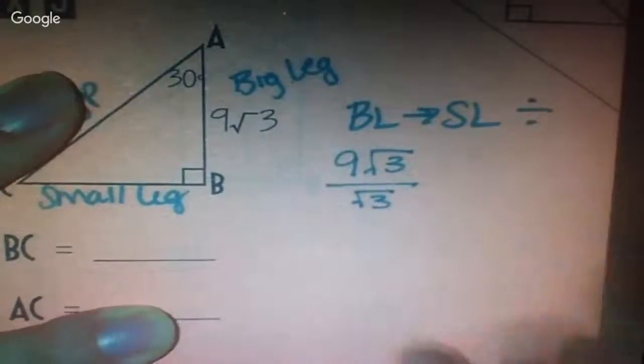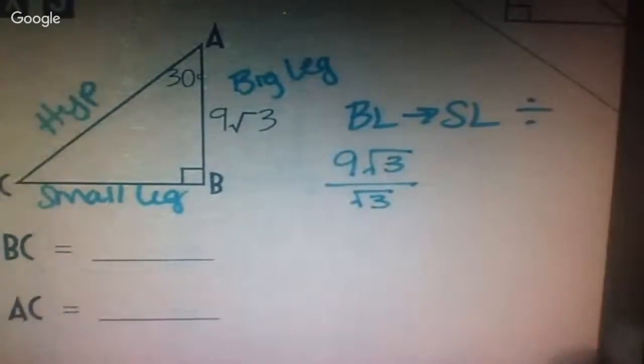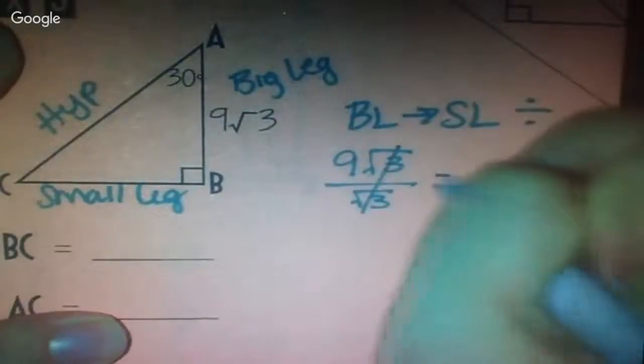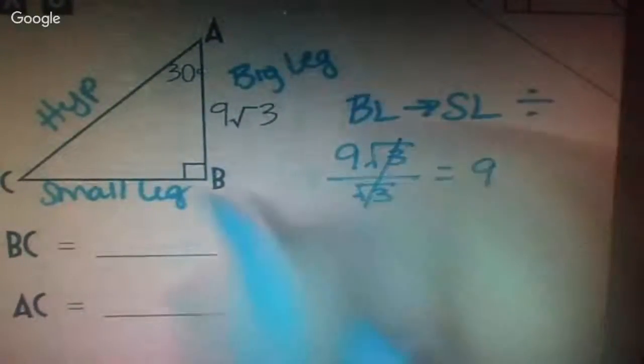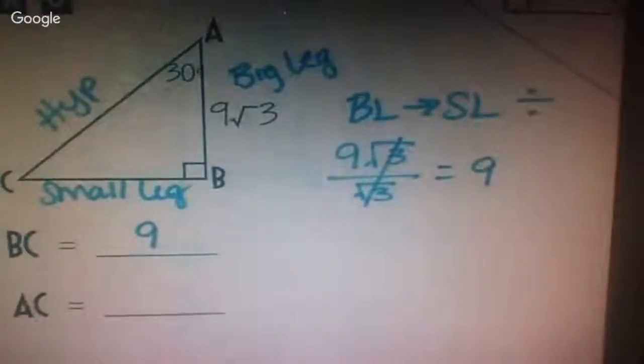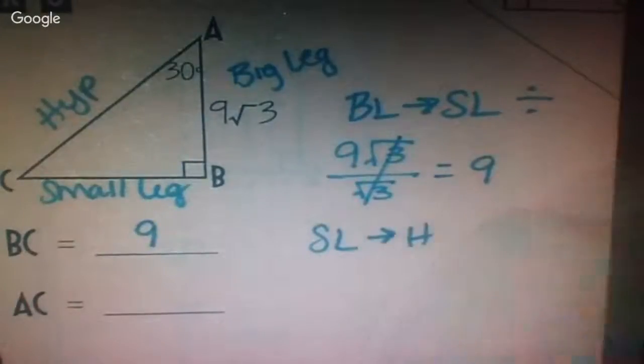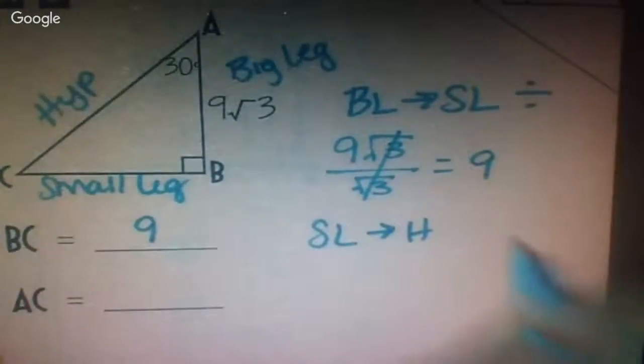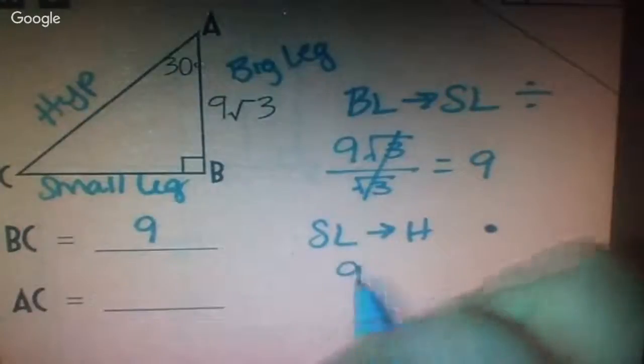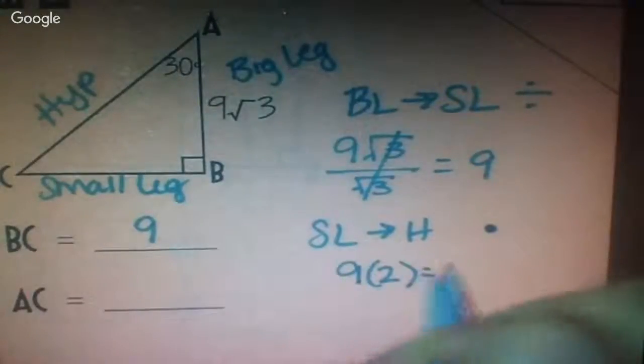So that's your rule from your small to your big leg is the square root of 3. So we divide by the square root of 3. Well, what happens in this instance? They cancel out. So now, nice and easy, my small leg is 9. Then you go from small leg to hypotenuse. Bigger, multiply, we're getting bigger. And what am I multiplying by? 2. So 9 times 2 is 18.